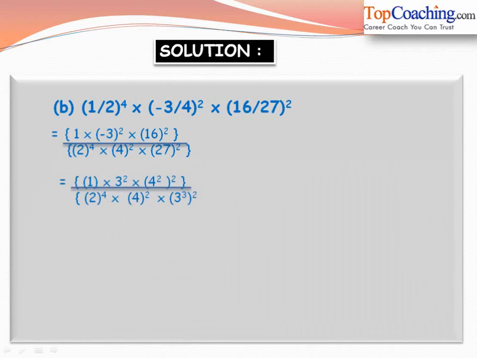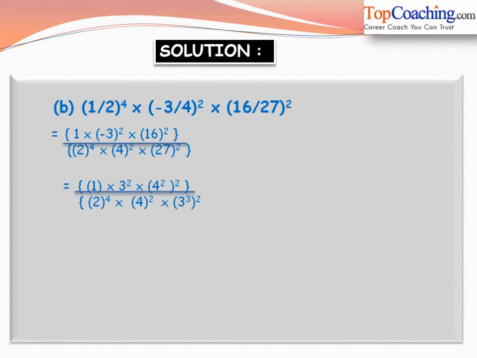Now this is equal to 1 into 3 square into (4 square) whole square divided by 2 to the power of 4 into 4 square into (3 cube) whole square. Now this is (4 square) to the power of 2, and this is 4 square. From this we get the answer as 4 square, which is equal to 16, and from here what we get is 3 to the power of 4. Now this could be further reduced to 1 into 16 divided by 2 to the power of 4 into 3 to the power of 4.